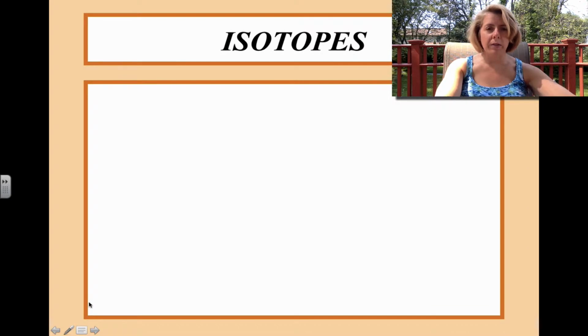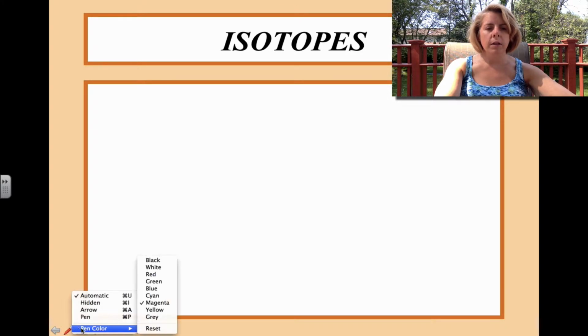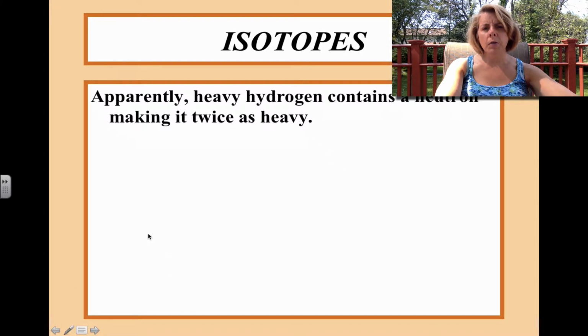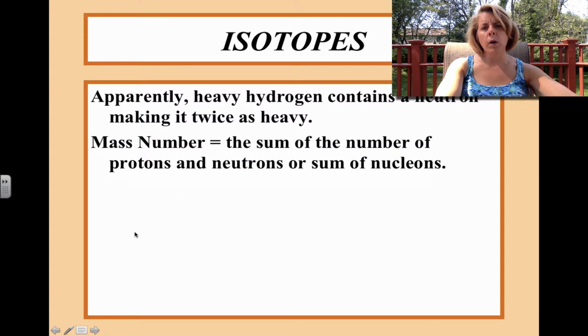Okay, so guess what? Dalton's theory of atomic structure had to be revised. So they discovered, because of the presence of a proton, there was an extra particle called a neutron. So what does this mean?